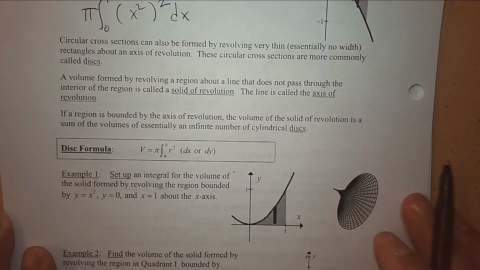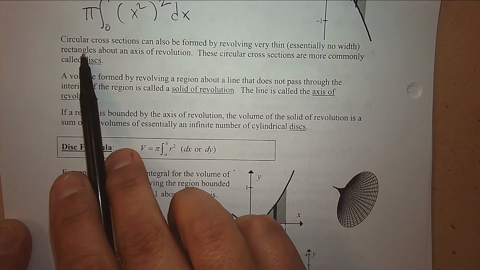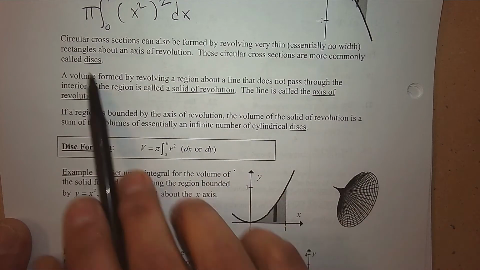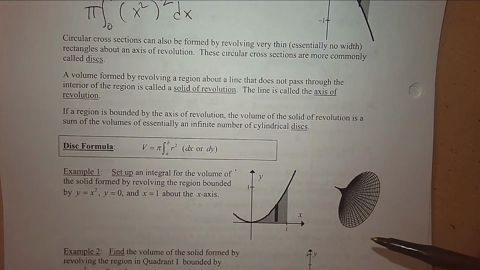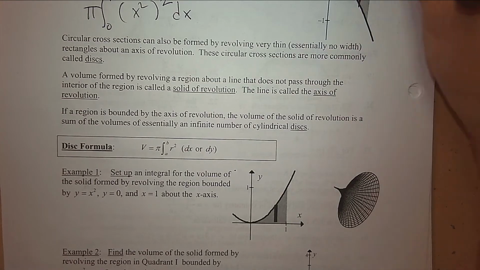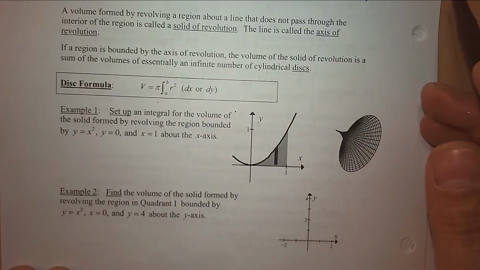So circular cross-sections can also be formed by revolving very thin, essentially no width rectangles about an axis of revolution. These circular cross-sections are more commonly called discs. So if you rotate around a line and you cut that by rotating, what shape is formed? If you cut, you'd see the circle that it formed. It doesn't have to be on an axis. You can rotate on the line y equals 2 or something like that, but you'll see that example. So do you see the formula for the disc, which is pi r squared? And when would it be dx?